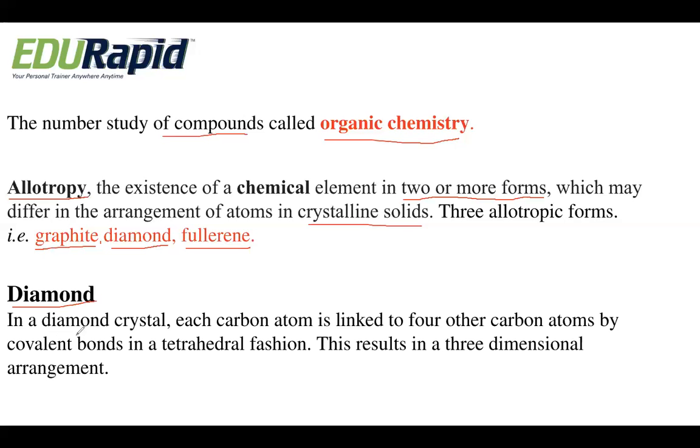In a diamond crystal, each carbon atom is linked to four other carbon atoms by covalent bonds in a tetrahedral fashion. This results in a three-dimensional arrangement. We have all heard about diamond. It is one of the allotropic forms of carbon. So how are the atoms arranged there? The carbon atoms are arranged in a tetrahedral fashion. We will study some of the important characteristics of a diamond.